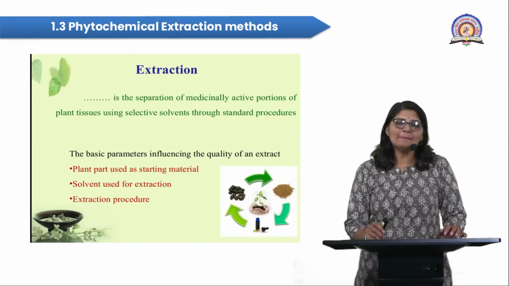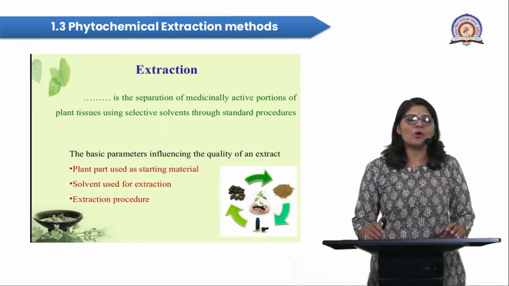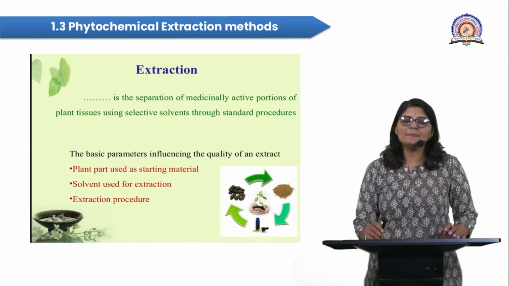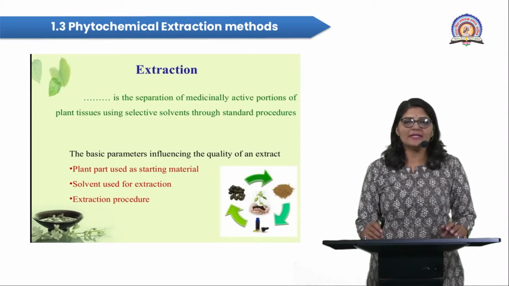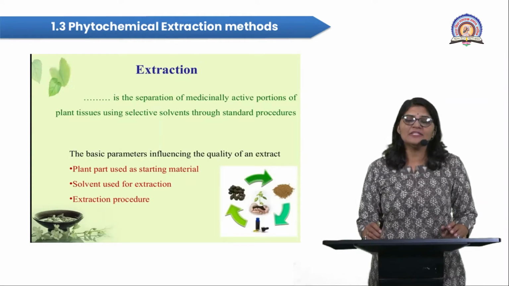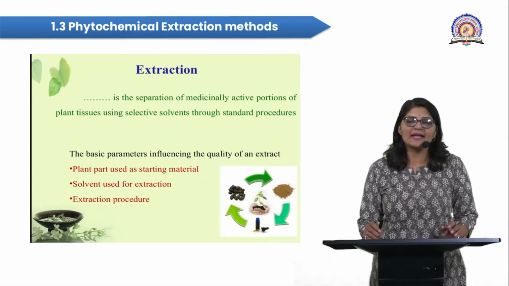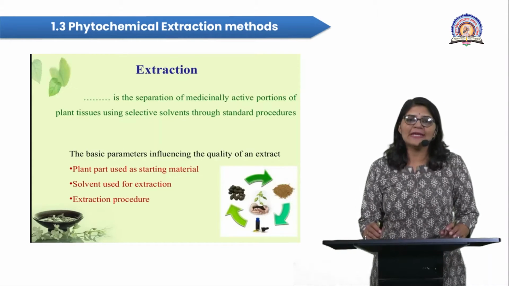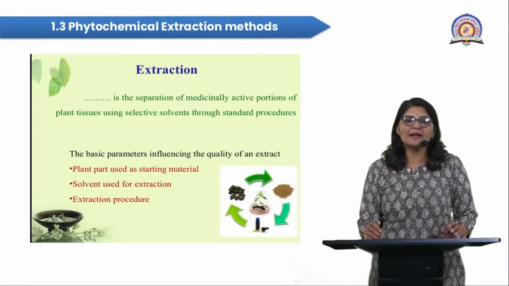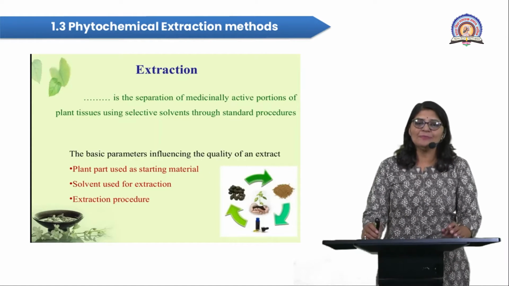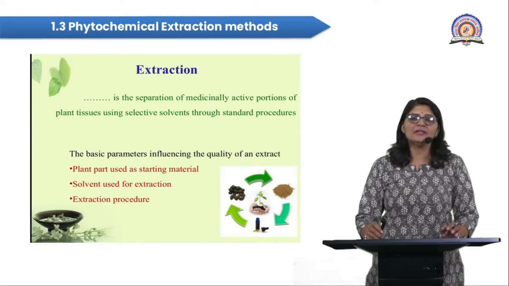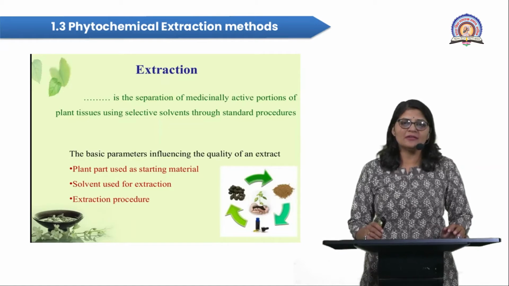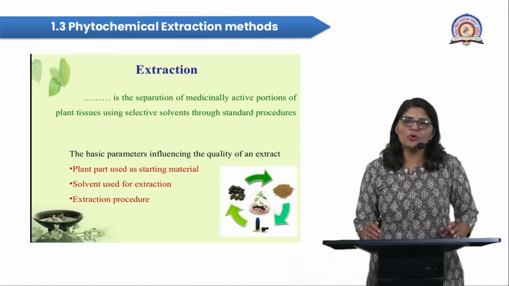The basic parameters that influence the quality of extraction: specifically, the plant part used as the starting material, meaning which plant part we use for the extraction, such as the stem, root, leaves, seeds, fruit, pulp, bark, like that. Then the second important parameter is the solvent system. There are various solvents, polar and non-polar solvents.